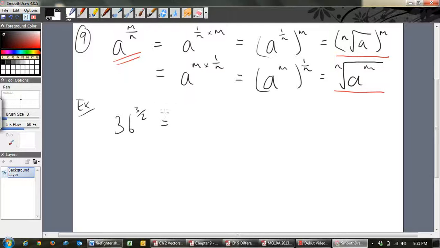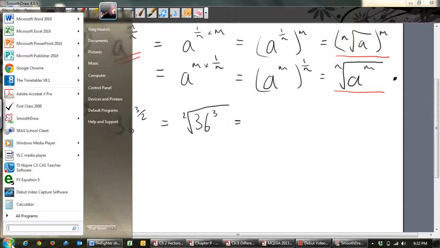So this could be 36 to the power 3, so doing the 3 bit first, and then doing the square root. So I'll write the 2 just to show you. So that's using this one here. I've cubed it first, and then I've done the square root there. Okay. Now 36 cubed is a big number.